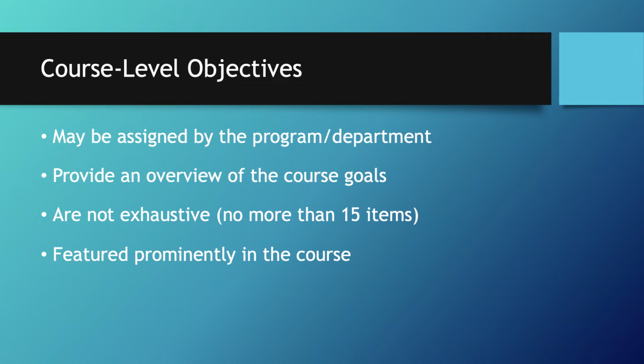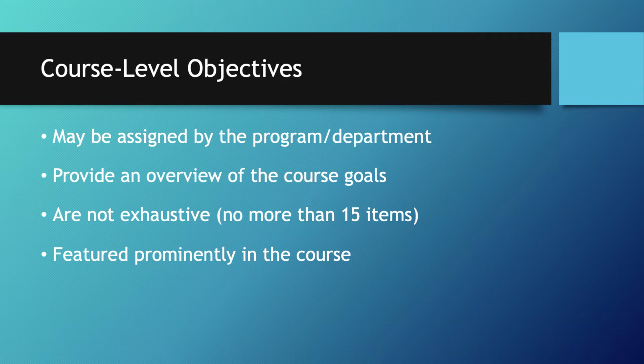Now, if your program has a huge number of course level objectives, probably what you want to do is spread those out between the unit level objectives and come up with some broad category course level objectives that those can fit underneath. Finally, you want to make sure that your course level objectives are prominently featured in the course.